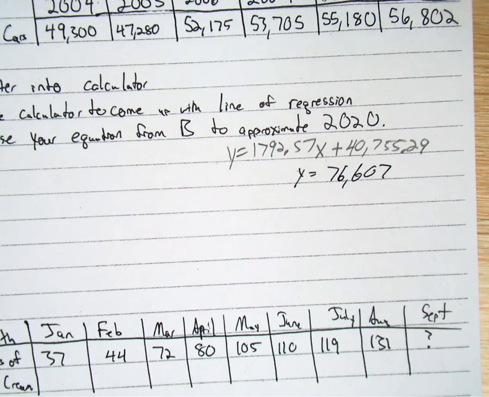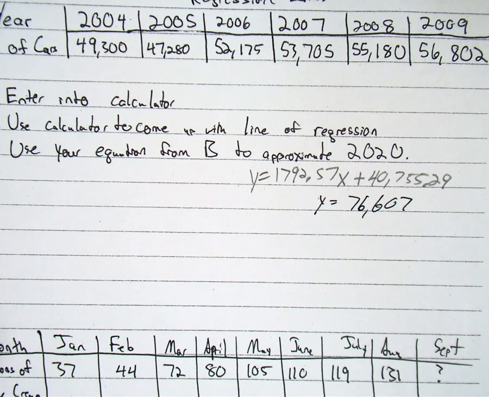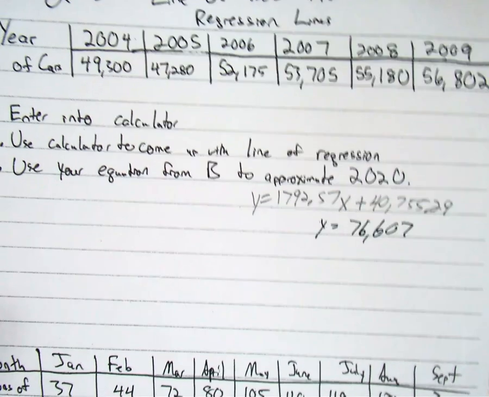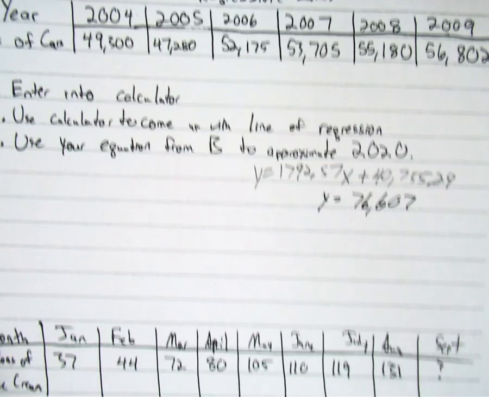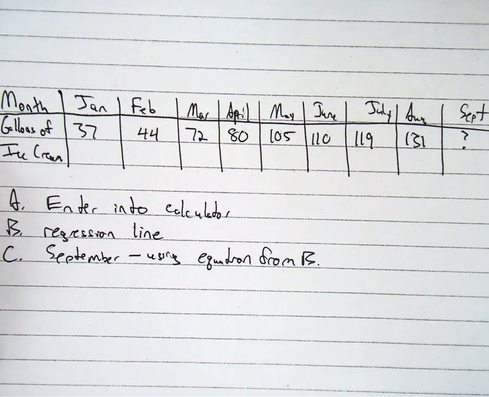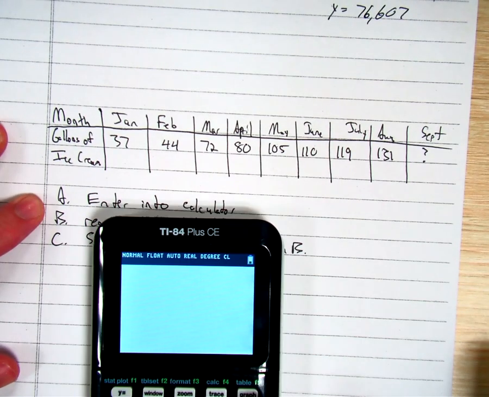All right, we're going to go through that process again. Are you ready? If you need to pause and rewind, now's the time to do it. Otherwise, we're moving on to the next one. Ice cream sales. Okay, so it's the same process.